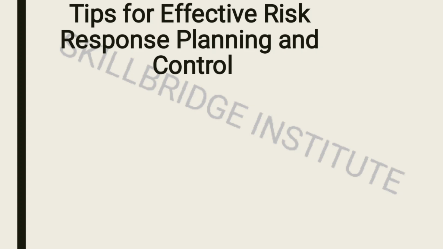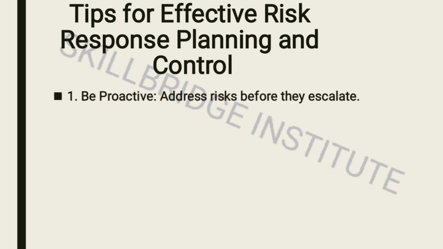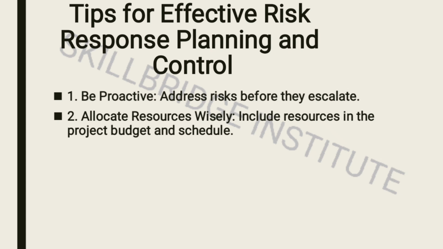Let's talk about tips for effective risk response planning and control. Number one, you need to be proactive. On that one, you should address the risks even before they occur. You should be able to foresee risks before they occur and be able to face them head on, be able to deal with them before they even escalate. Number two, you should allocate resources wisely. On that one, make sure that you have a well-written budget as well as well-written schedules on how you are going to execute your project.